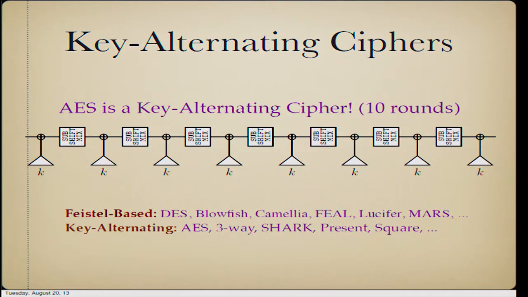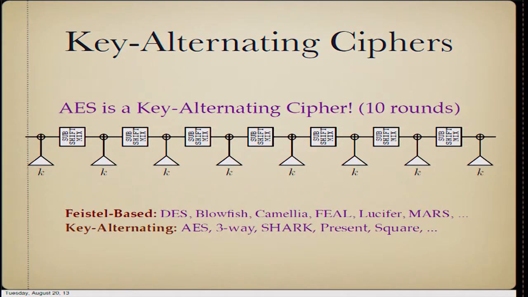OK, so why do we care about key alternating ciphers? Well, for one, very prominent block ciphers are key alternating ciphers. For example, AES is a key alternating cipher. AES is 10 rounds, and it actually uses the same permutation over and over again. So not five different permutations, but the same permutation 10 times. It's this famous Rijndael round function, with SubBytes, ShiftRows, and MixColumns, that famous one. So that's a key alternating cipher with some specific round function and some specific key scheduling function.